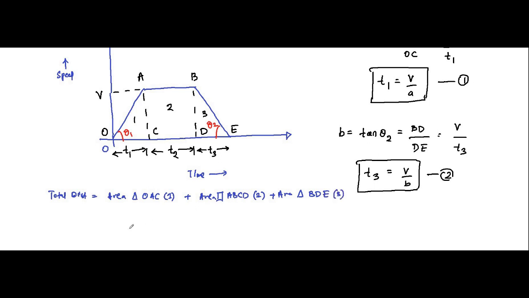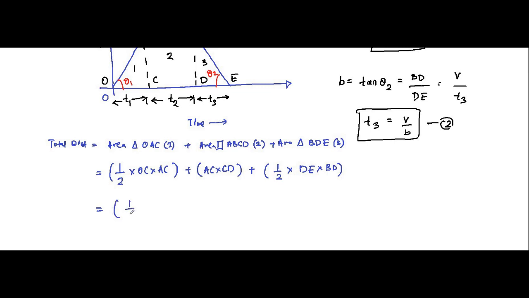So that is equal to, basically, 1/2 base into height, equal to 1/2 OC into AC, plus the area of the rectangular portion, which is AC into CD, then the area of another triangular portion, which is 1/2 BD into DE, base into height. Now let us substitute the values.